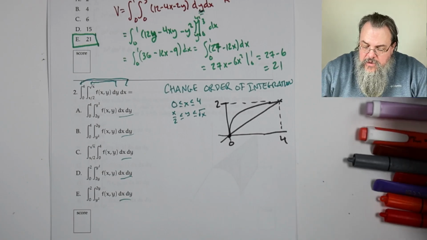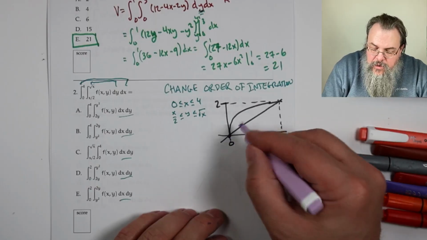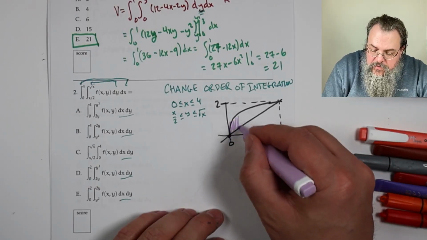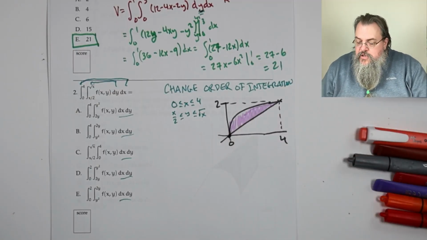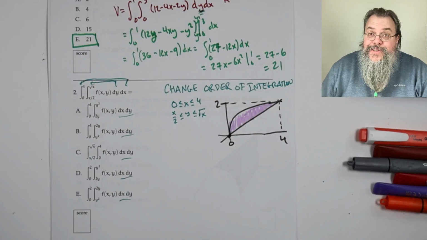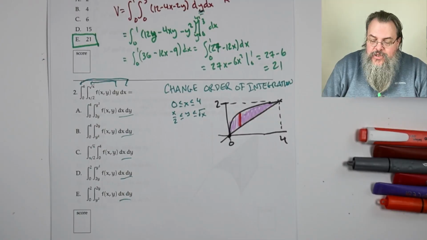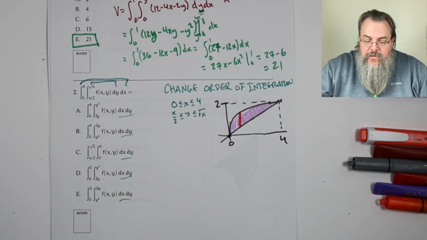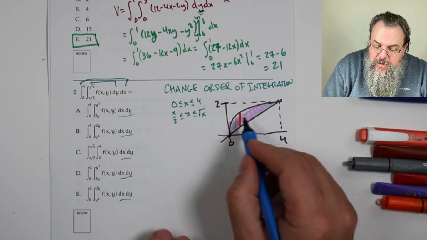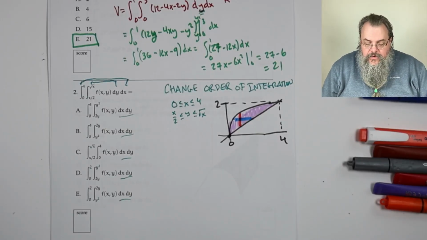I'm going to do a quick bit of shading here. So from 0 to 4, we go from x over 2 up to square root of x. And so in particular, we are slicing currently this way. Now, changing order of integration says we're going to change the way we slice. So now we're going to slice perpendicular. We're going to slice that way. Well, okay.